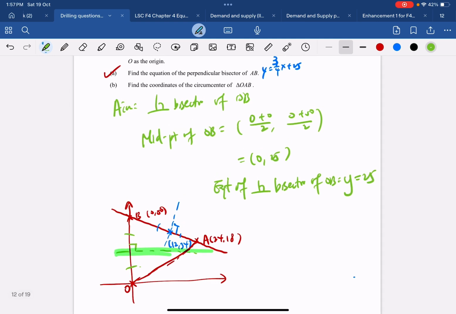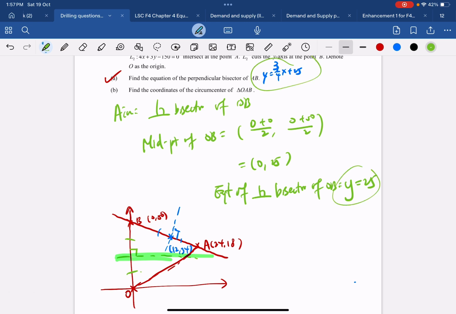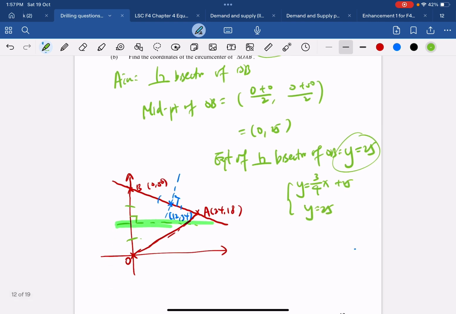So we got the two equations for the perpendicular bisectors already. Okay, so let's do the simultaneous equation. y equals 3 over 4x plus 25, and then y equals 25. So you substitute y equals 25 to here, then you will find out x is 0, y is 25. So the coordinate of our circumcentre this time would be 0, 25, which is this point.